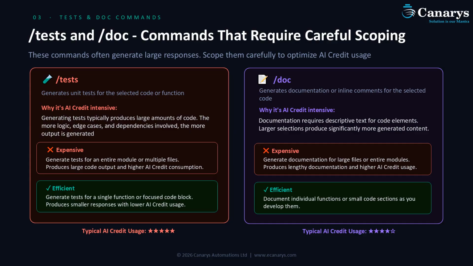The best practice is to use these commands incrementally. Generate tests or documentation for a single function or a focused section of code instead of an entire module or project. This keeps AI credit usage predictable while still delivering high-quality results.